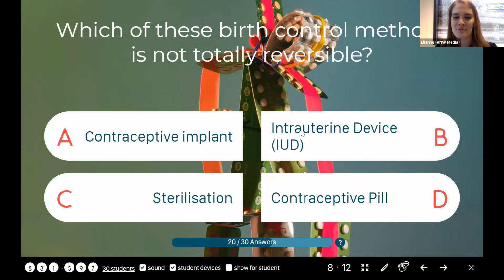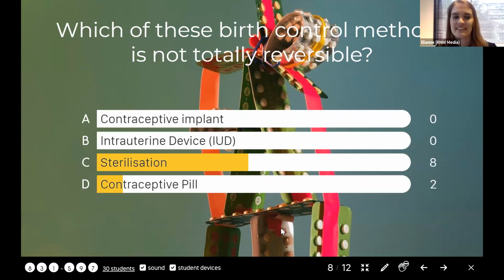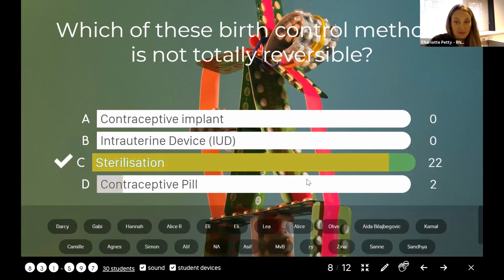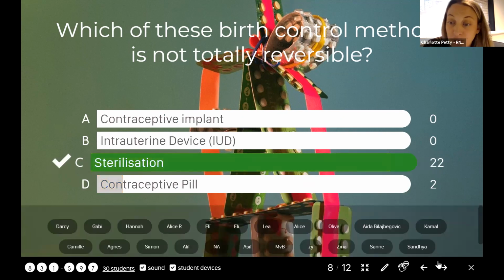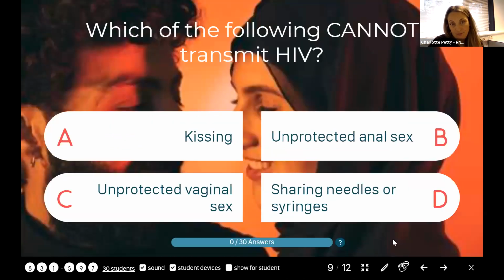I can see a comment from Simon popping up. Thank you, Simon. Feel free to join in the conversation if you like. All right. Correct. Yep. Sterilization is the only method that is not totally reversible. So it's the method chosen by people who either have completed their families or do not want to have children.